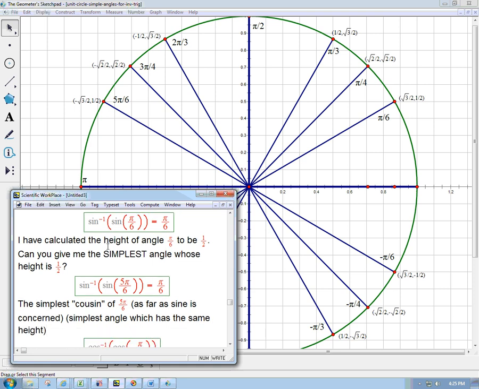And here I have to make sure we know what simplest means. Simplest for the inverse sine function means in the standard range. This is where it connects to the graphing stuff. We found out that minus pi over 2 to pi over 2 is the right range of those guys. And so that means it's going to be in minus pi over 2 to pi over 2.